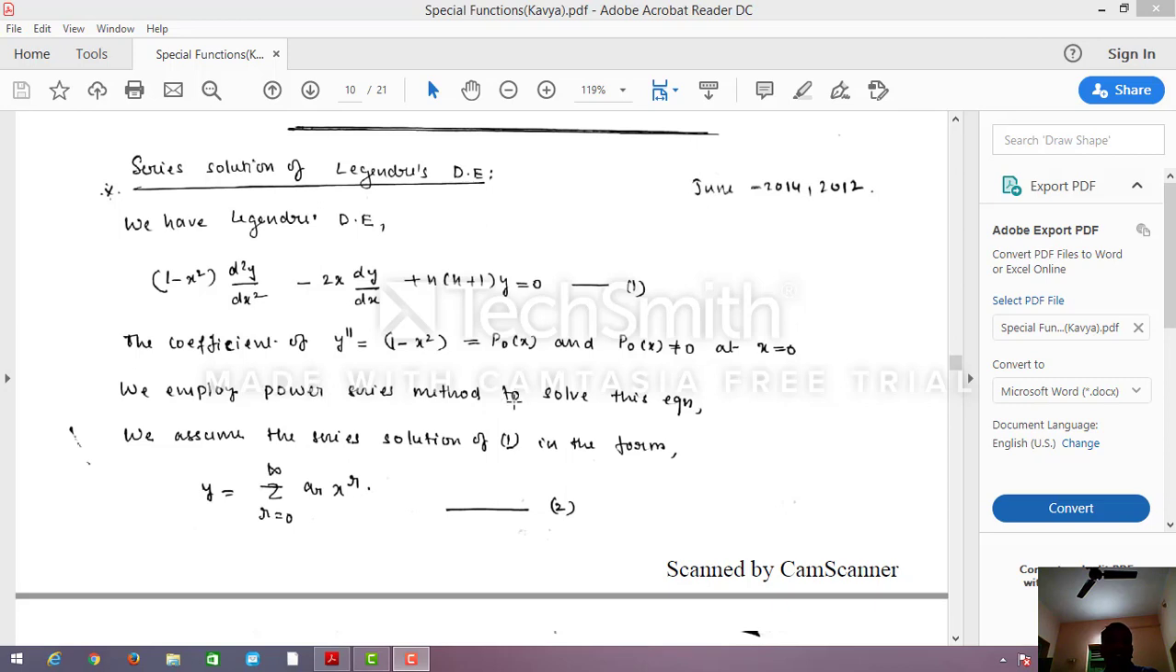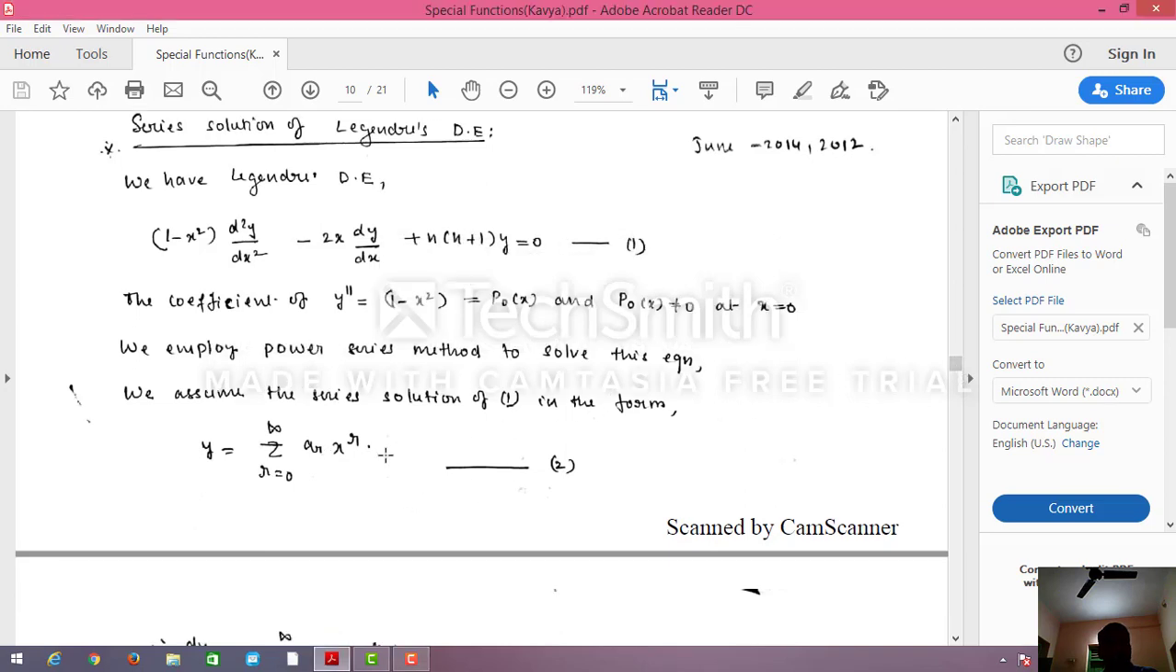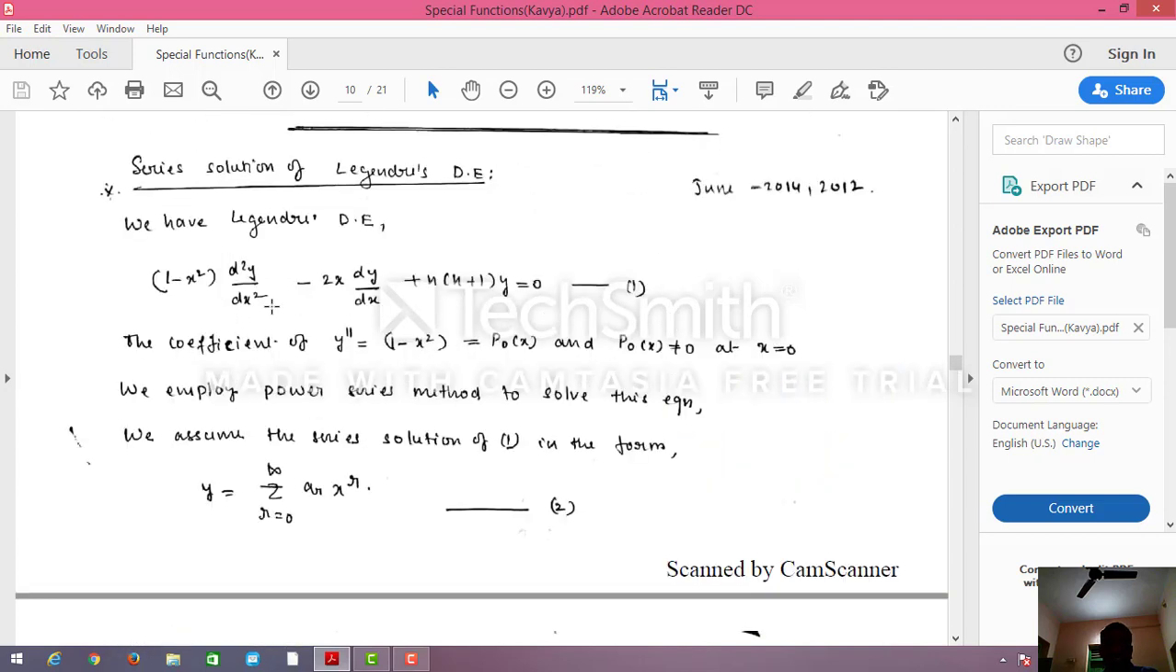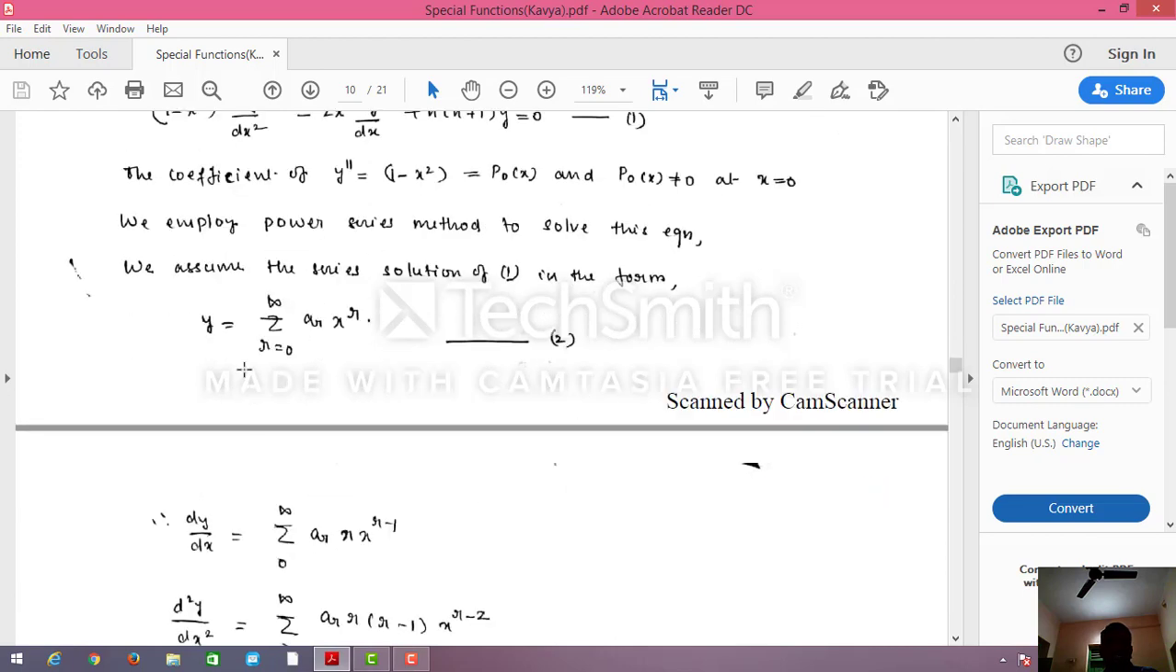For the power series method, we assume this to be equation 1. The solution is of the form y equal to summation of r equal to 0 to infinity ar into x power r. This I am treating as equation number 2. This one I will differentiate. Why do I have to differentiate? Because here d square y by dx square is there, dy by dx is there. That's why I am going to differentiate this.